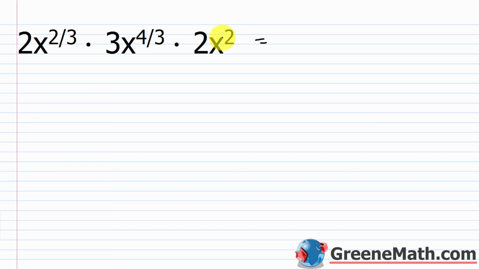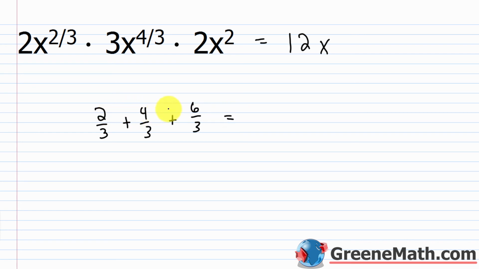We're going to multiply the coefficients together. 2 times 3 is 6. 6 times 2 is 12. Then we have x in each case. So it's the same base. We're going to add the exponents. So I have an exponent of 2/3, an exponent of 4/3, and an exponent of 2, which to get a common denominator, I'm going to write as 6/3.